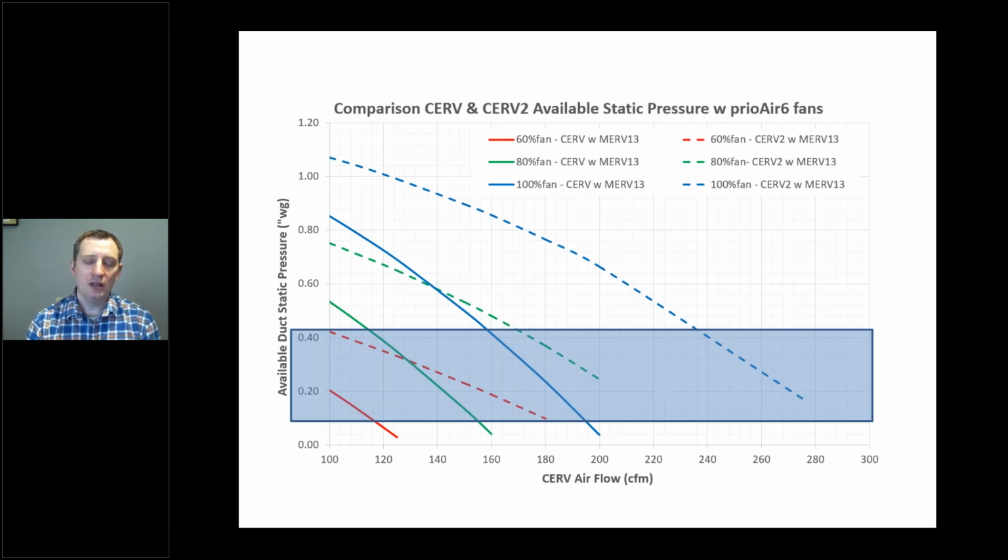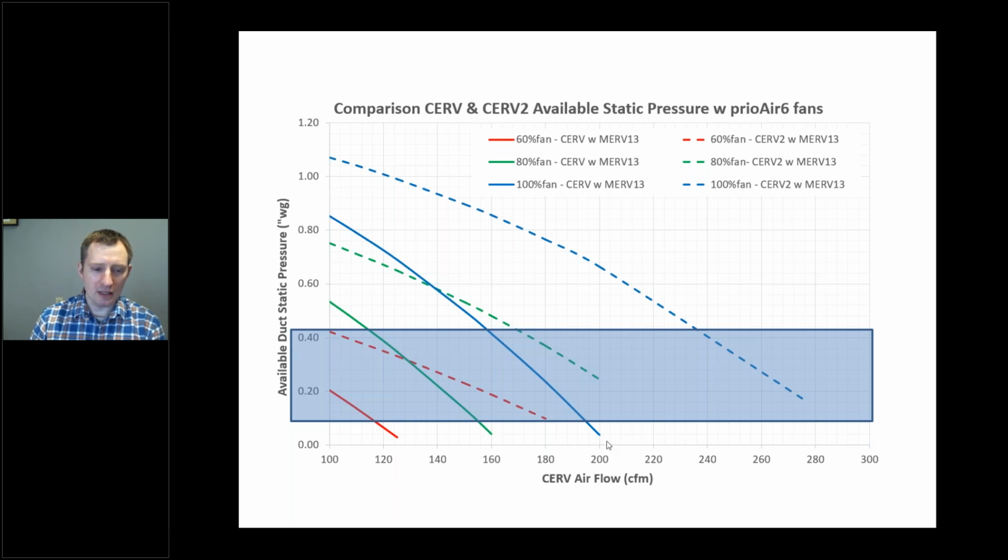So you can see that just by making changes, keeping passageways larger, and simplifying passageways, the CERV2 gets better airflow than our previous one. This reduces the fan power and potential noise, and you can just run the fans at a lower speed for equivalent airflow rates.